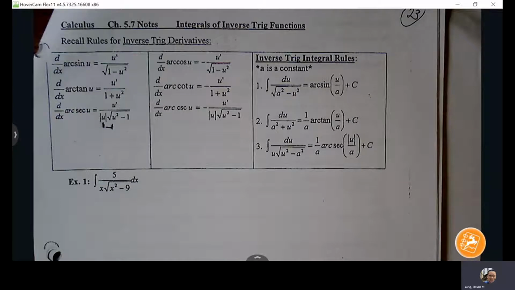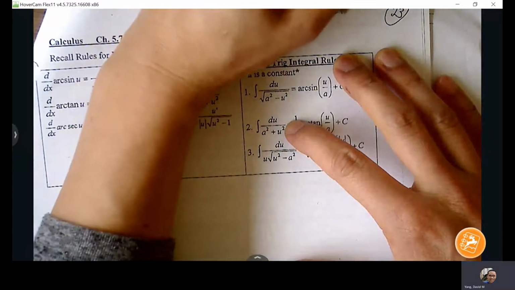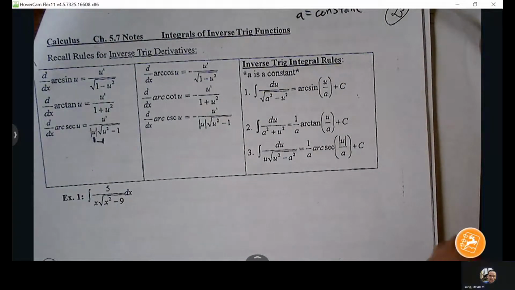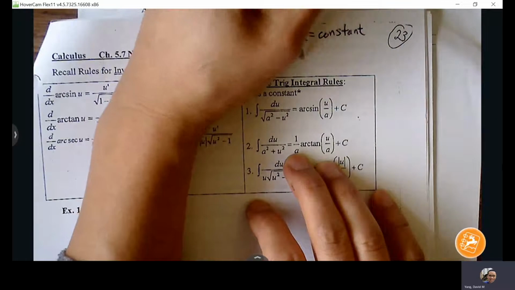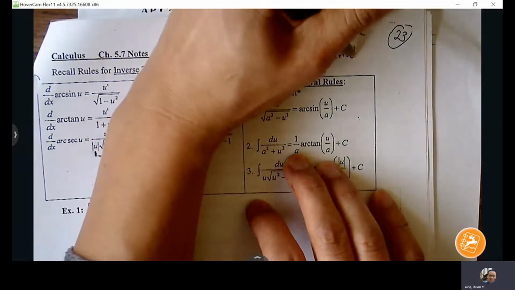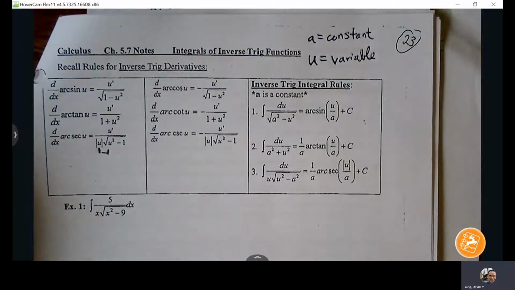So the a is going to be the constant. If you see a constant in the denominator, that's going to be your a value, or that's going to be related to the a value. We have some adjustment we have to make, but it's going to be related to the a value. If you see the variable in the denominator, that's how we're going to work towards getting to the u value. So the way you distinguish between the a and the u value: the a is the constant and the u is the variable.